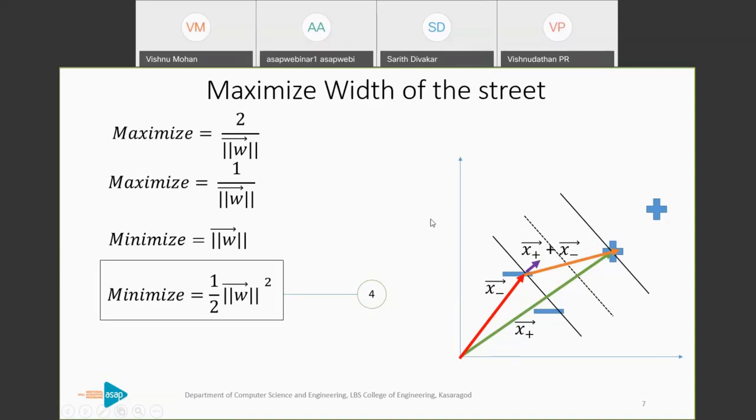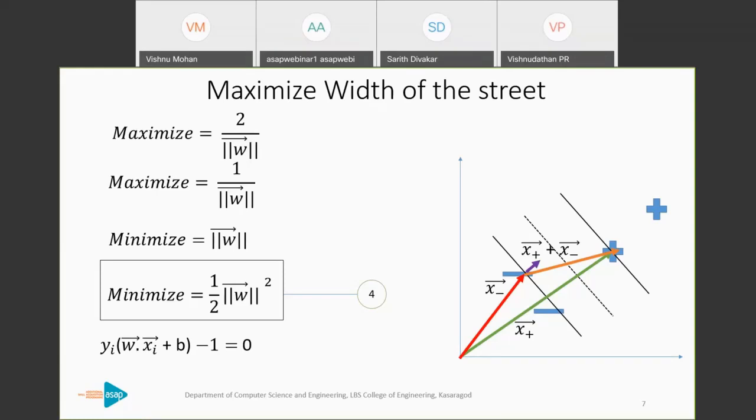This is the expression. Now you have a constraint. You have an expression now, and also you have a constraint. So now it is an optimization problem. How are you going to solve this optimization problem? There are various techniques, but today we are going to use Lagrange multipliers to solve this problem. It is because when you go for other methods, it will become more complex when you deal with nonlinear data.